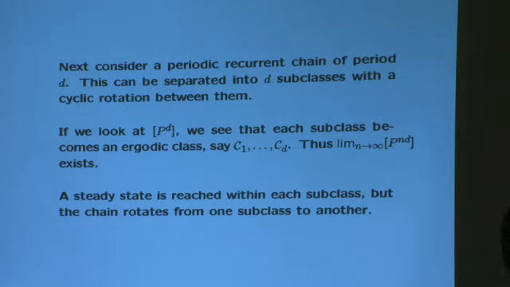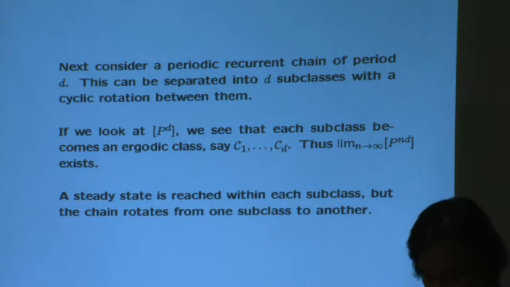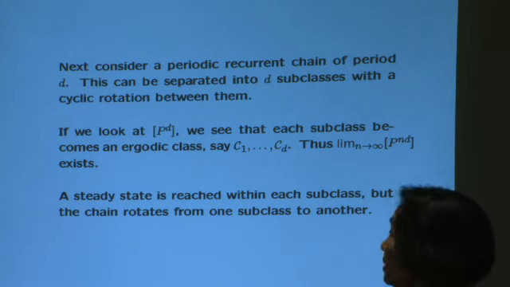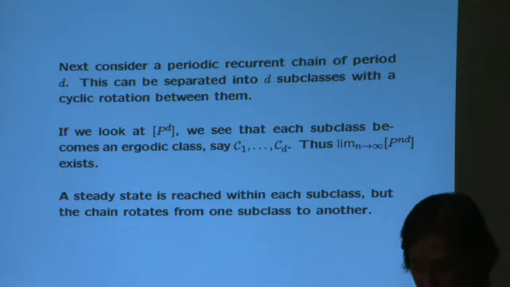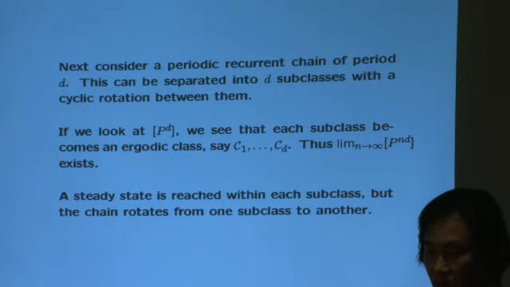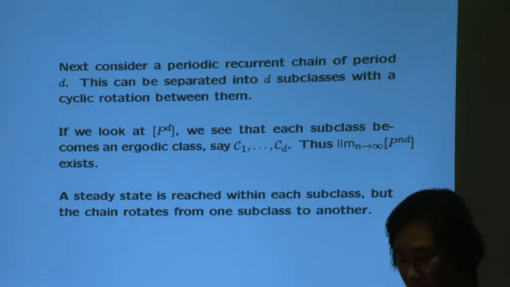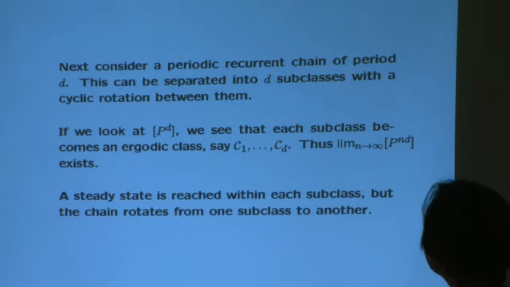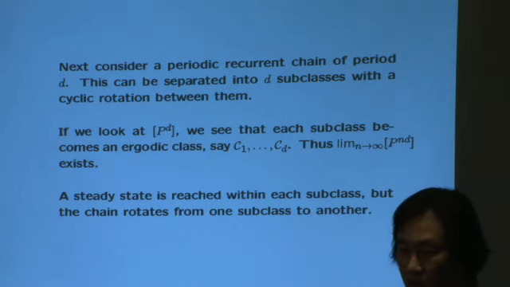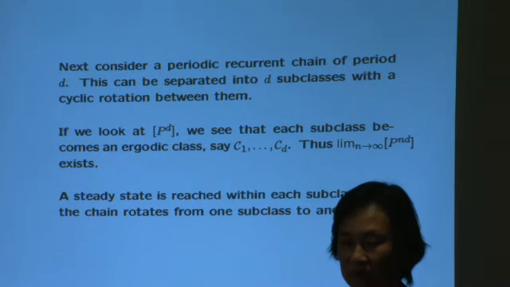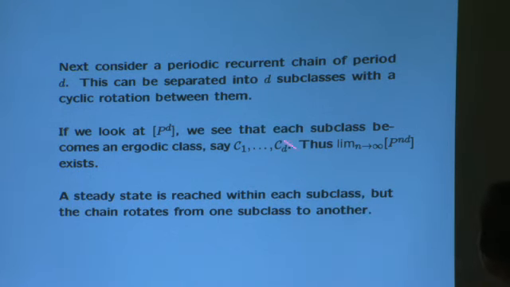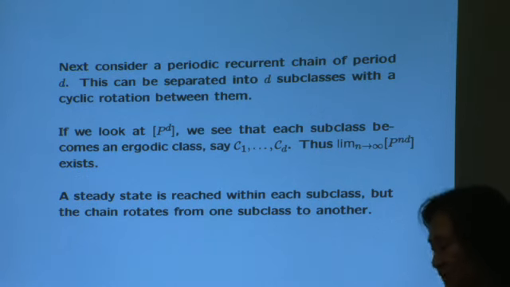We had the example where it's just period 2. With periodicity, you divide the states into d subclasses, with a cyclic rotation between them. Basically, each time unit, you have to go from one class to the next class. And when you do that, for each class you can have the limiting state probability.